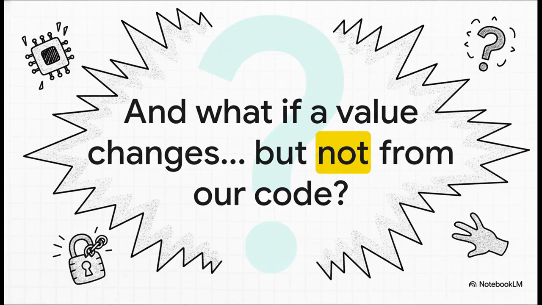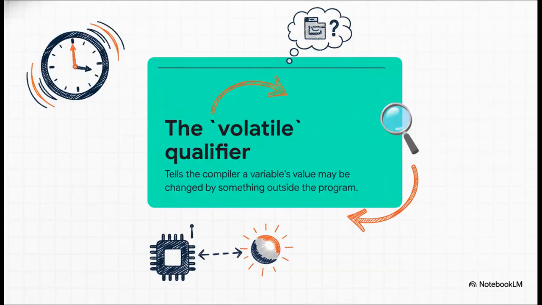What happens if a value changes, but not because of anything your code did? What if something totally outside your program messes with it? How do you even deal with that? This is a bit more advanced, but C gives us another qualifier called volatile. A perfect example is a variable that's tied to the computer's internal clock. Your program isn't the one updating the time, right? The computer's hardware is doing it constantly.